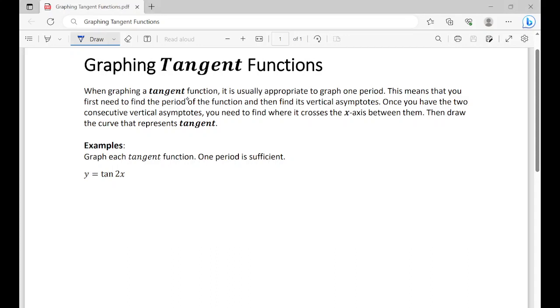When graphing the tangent function, it is usually appropriate to graph one period. This means that you first need to find the period of the function and then find its vertical asymptotes. Once you have the two consecutive vertical asymptotes, you need to find where it crosses the x-axis between them, and it's typically right in the middle. Then draw a curve that represents tangent.